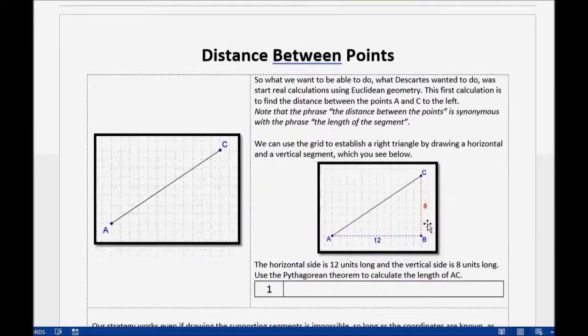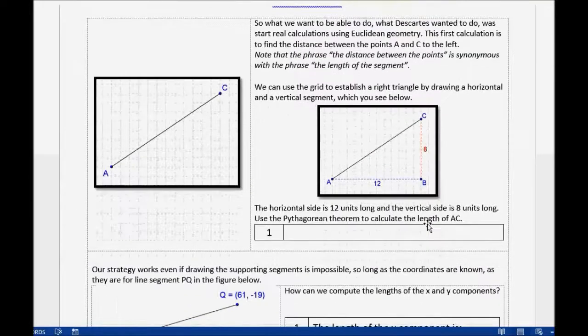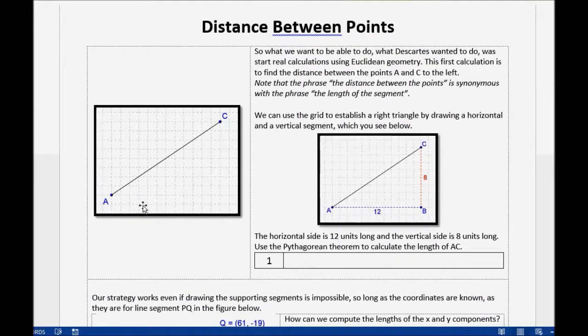Alright, so how does this apply to what we want to do? In particular, we want to calculate the distance between two points. What we can do is create a right triangle by counting the x distance and then the y distance between the points. If we do that, we find out that the horizontal component is 12 and the vertical component is 8. So we can use the Pythagorean theorem to set that up.